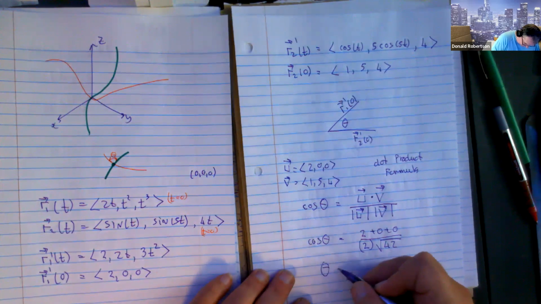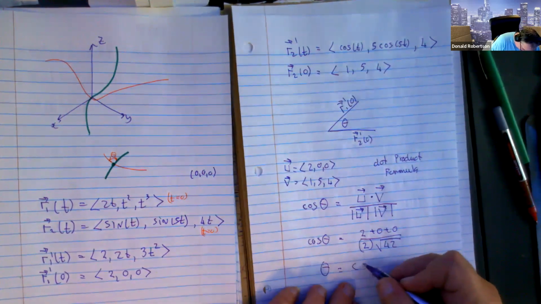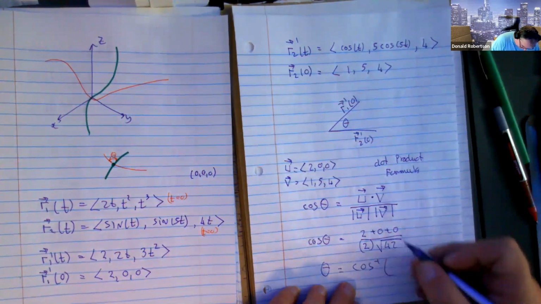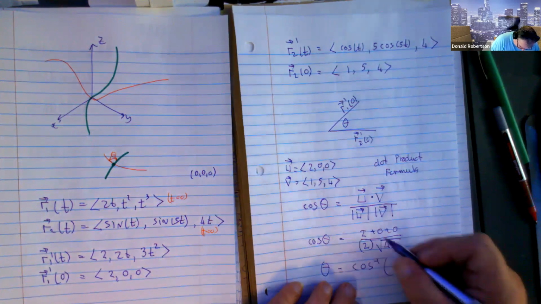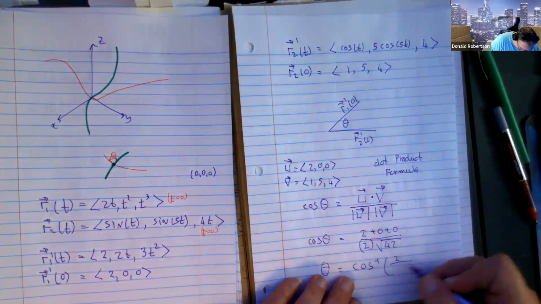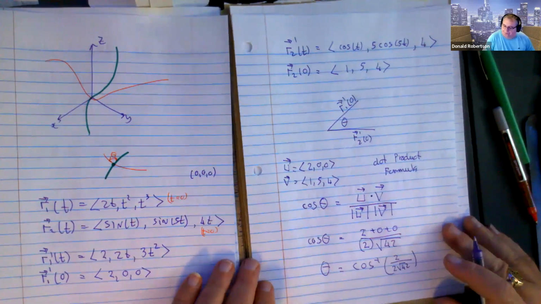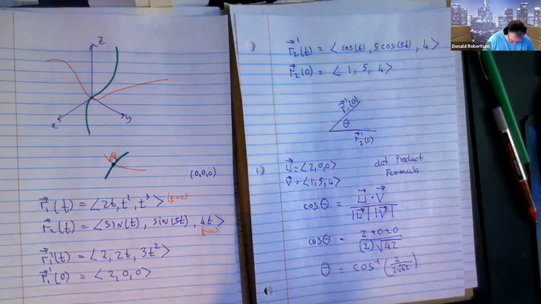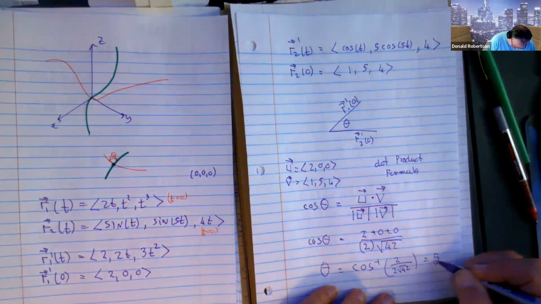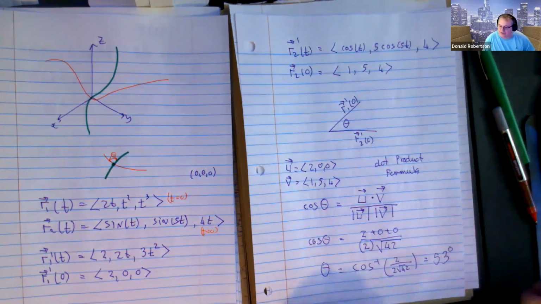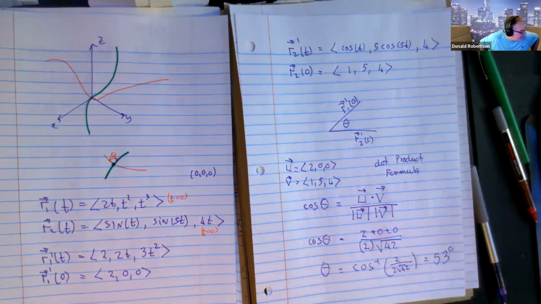And theta is going to be the inverse cosine of this over that, which I'm not even going to bother to tidy up. It's that, right? And then you would just get the angle. Since I have no calculator with me, I'll pretend it's 53 degrees. And that would be the angle between the two.